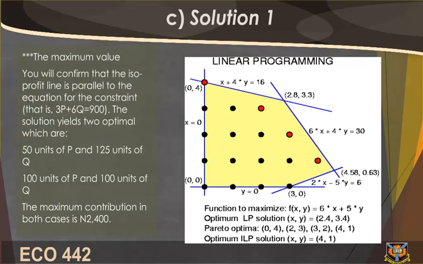At the maximum value, you will confirm that the isoprofit line is parallel to the equation for the constraint, that is 3P plus 6Q equals 900. The solution yields two optimal solutions, which are 50 units of P and 125 units of Q, and 100 units of P and 100 units of Q. The maximum contribution in both cases is 2,400 naira.